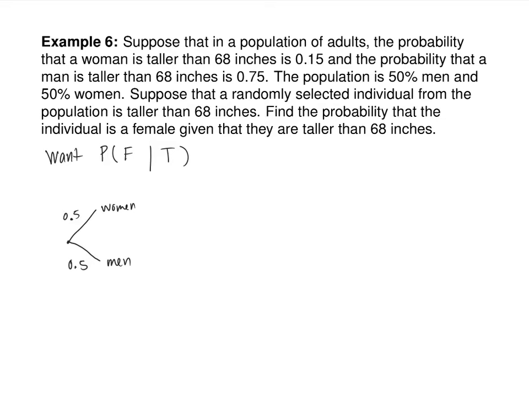And then from there, things divide into more categories. You can be woman and tall or woman and short, right? So if you're a woman, what's the chance that you're going to fall into that tall category? 0.15. And in the short category then, 0.85. Yep. And how about the men and tall? 0.75, we're told that. And on this one, it's 0.25.